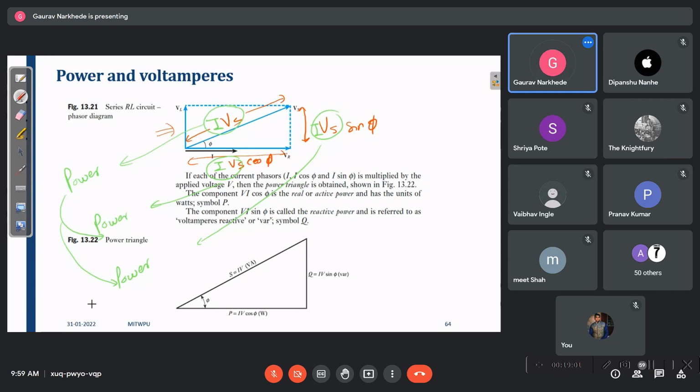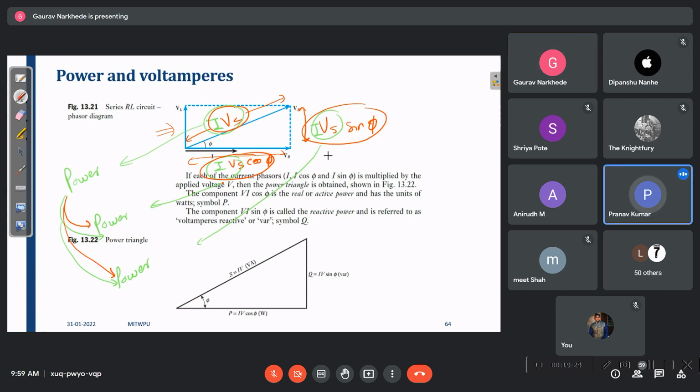Do you understand? Let me say it again: there are two powers here. This is also power, this is also power, and this is also power, right? So this power is the phasor addition of this power plus this power. From the diagram, can you say yes or no?